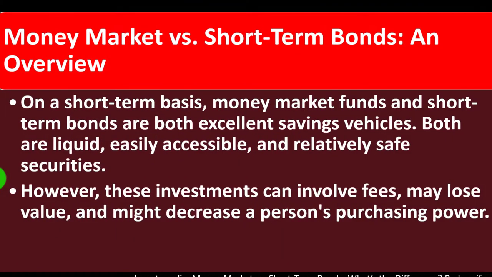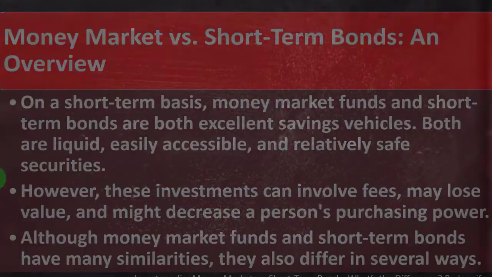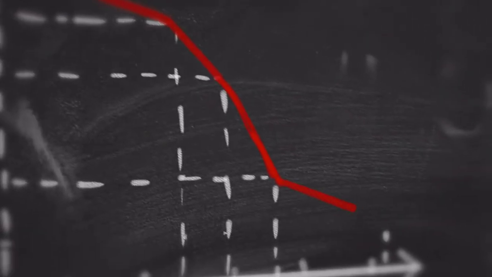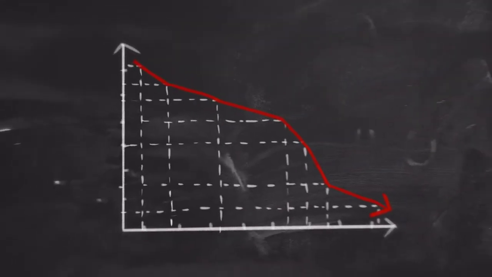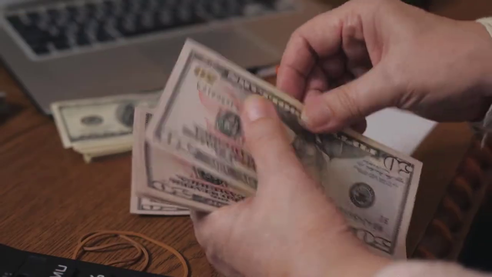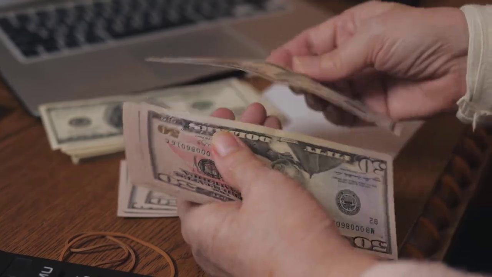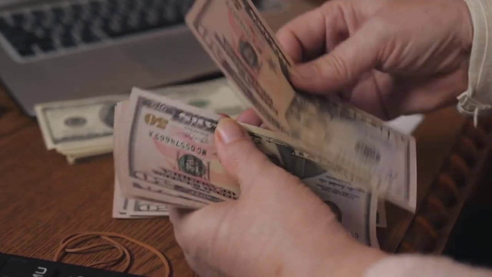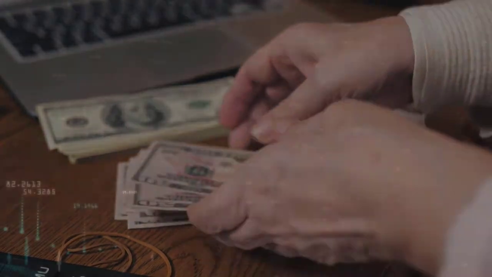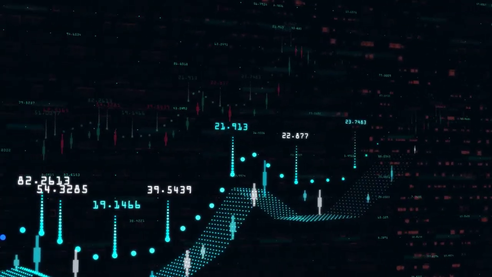However, these investments can involve fees, may lose value, and might decrease a person's purchasing power. So decreasing the purchasing power possibly due to, say, inflation, right? Because when you're putting money into the short-term type of vehicles that you can access more readily, then you might not be getting as high a return, and therefore inflation can eat into the actual purchasing power of those savings, not going down as much as, say, if there was a decline or a fall in the stock market, for example, but still losing purchasing power.